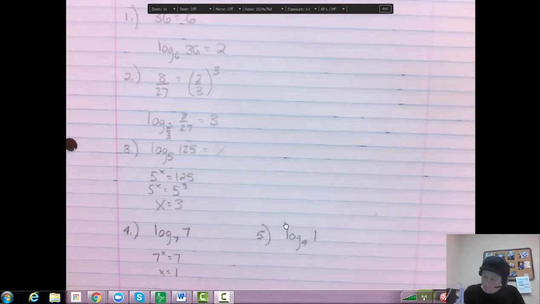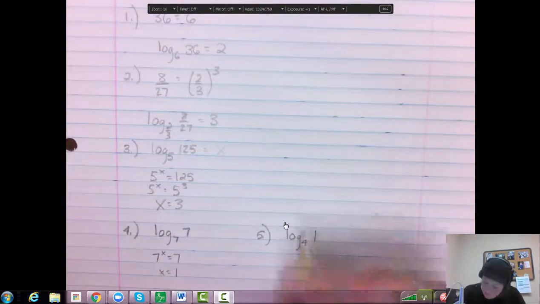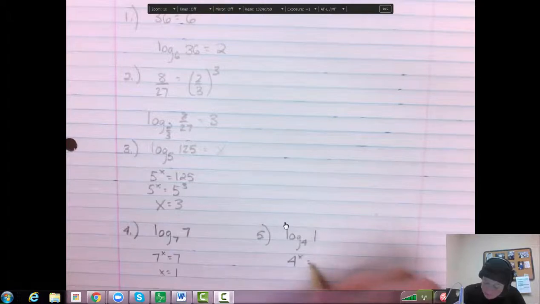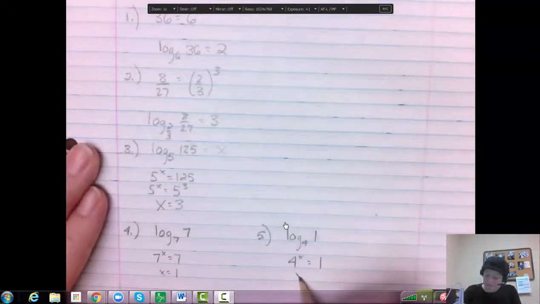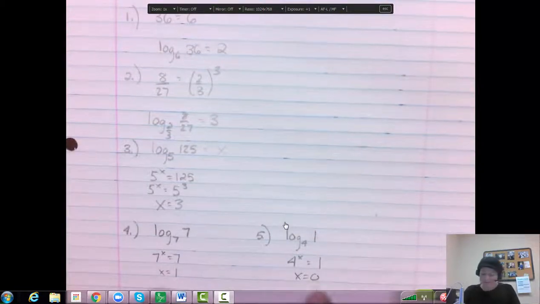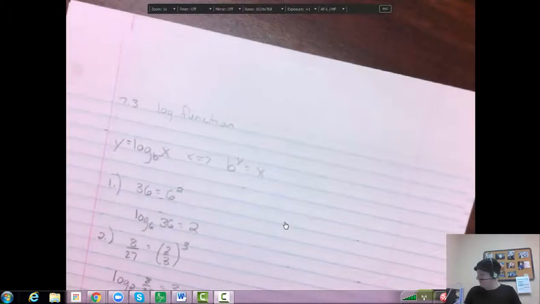So you have a lot of things that aren't possible with logs. Here's what I meant to do. Anytime you have a 1 here, your answer will be 0, which is why I wrote 0. Because 4 to what power would equal 1? Doesn't matter what the base is. Any number to the 0 power equals 1. So anytime you have a 1 here, your answer will be 0. So these two come up quite a few times, but they're a little bit easier ones.